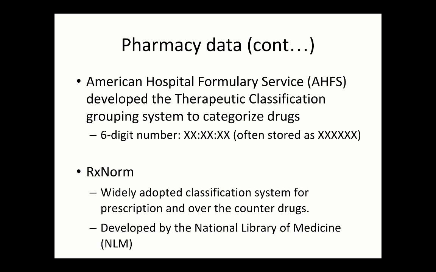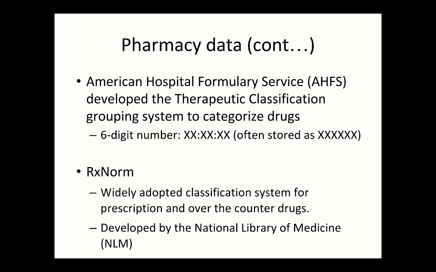The American Hospital Formulary Service developed the Therapeutic Classification Grouping System, which has a hierarchical arrangement for classifying drugs. The code is 6 digits, usually separated into 3 segments by a colon, but often stored as digits without the colon. Each segment provides more specific information about the drug.